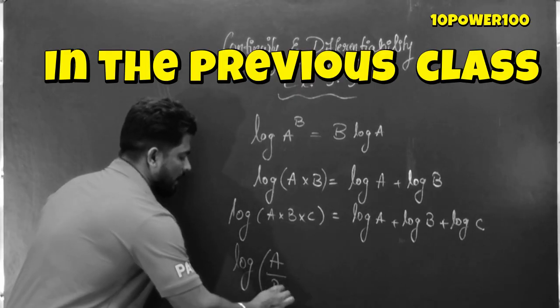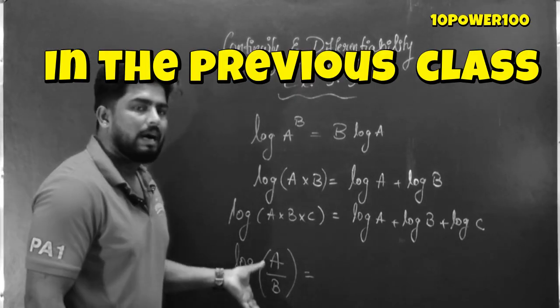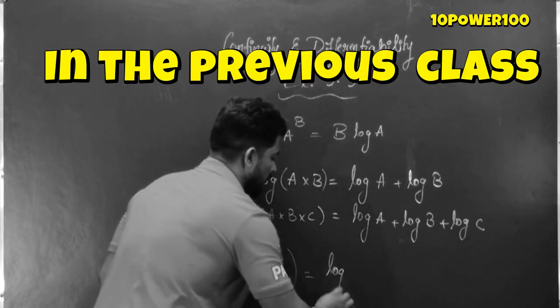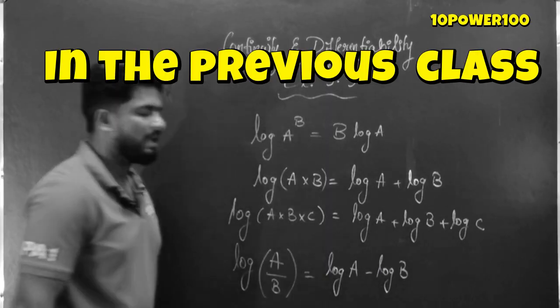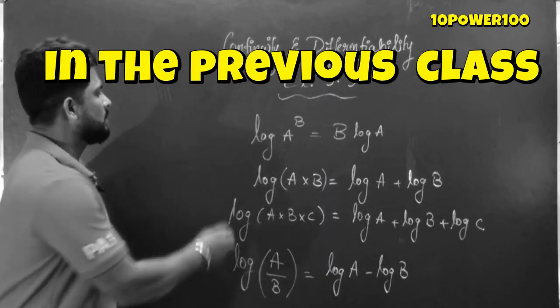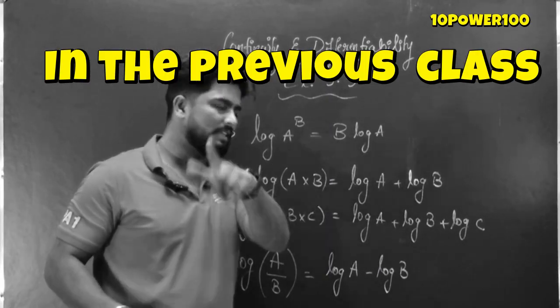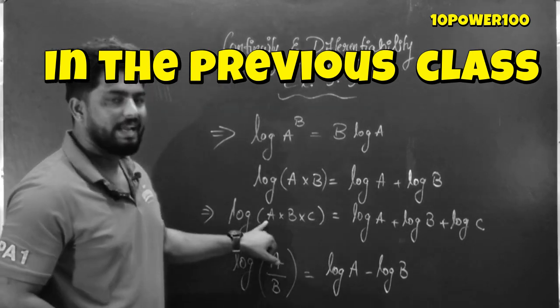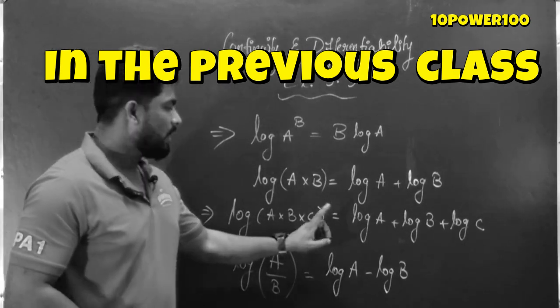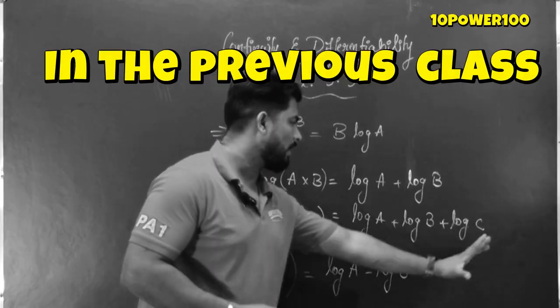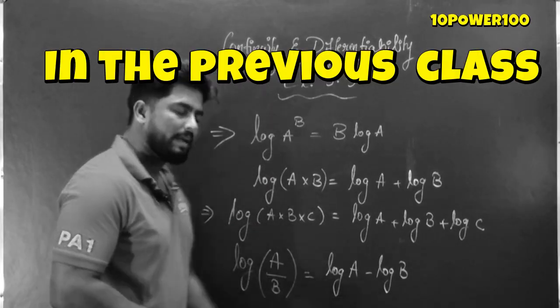Then log a divided by b. You know that division becomes subtraction, so log a by b is log a minus log b. So this is what actually comes. The formula is log a over b is log a minus log b. So let's focus on this one: log of a into b is log a plus log b, and log a by b is log a minus log b.